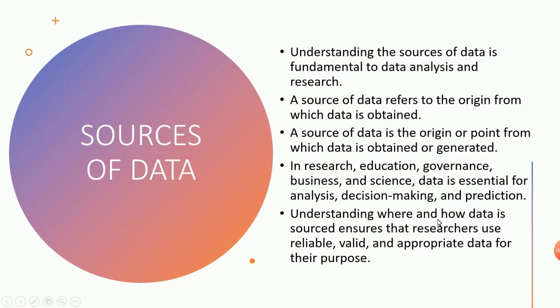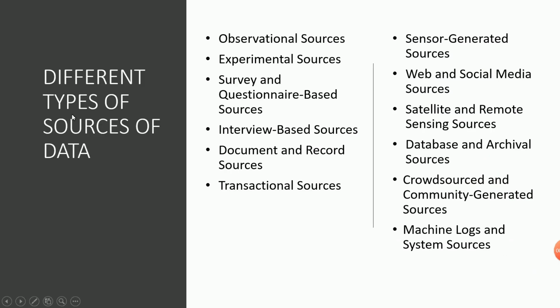So here, understanding where and how data is used or sourced ensures that researchers use reliable, valid and appropriate data for their purpose. There are different types of sources of data. First is observational sources, where we are observing anything directly. Next, experimental sources, where they conduct an experiment and gather the data from that. Next, survey and questionnaire based sources, where we collect data by conducting a survey. Next, interview based sources, and then document and record sources.